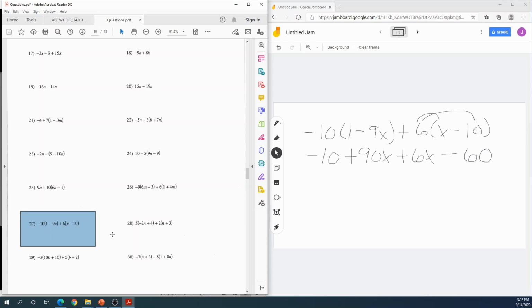So again, we can reorder this to make it a little bit more clear. So we can say minus 10 minus 60 plus 90x plus 6x. Again, all I did was put the like terms next to one another. And then we can go through and do our addition of like terms. So minus 10 minus 60 is going to give us a minus 70. And then 90x plus 6x is going to be a 96x. So again, we did the distributive property, then we ordered it to have like terms, and then combined all like terms together.